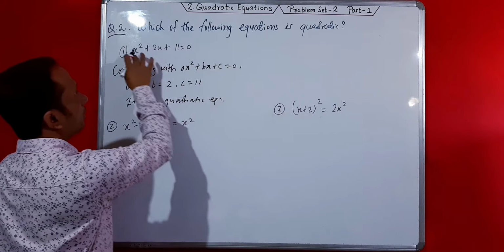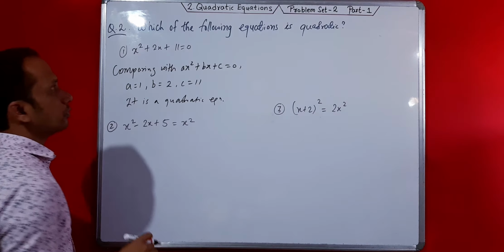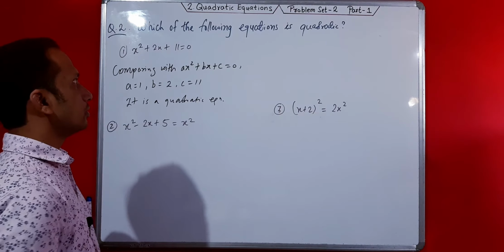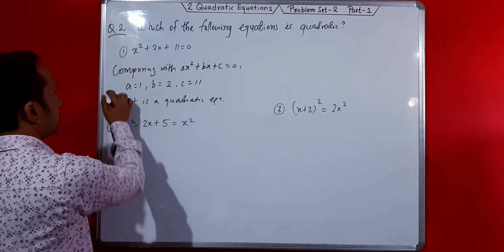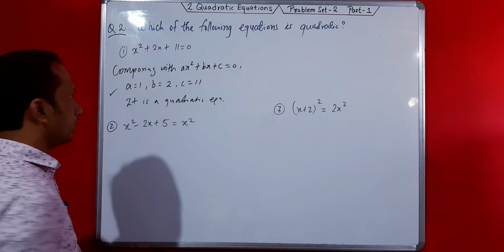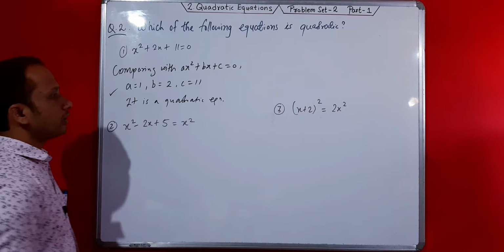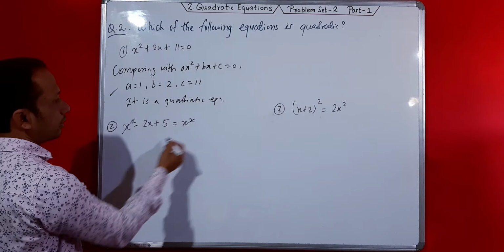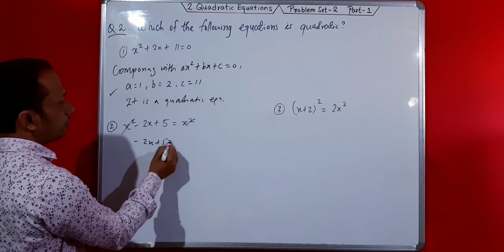Or you write x square plus 2x plus 11 is equal to 0. Comparing with x square plus bx plus c is equal to 0, it is a quadratic equation. In your sense, what you feel. Now x square minus 2x plus 5 is equal to x square. This x square gets cancelled, so minus 2x plus 5 is equal to 0.